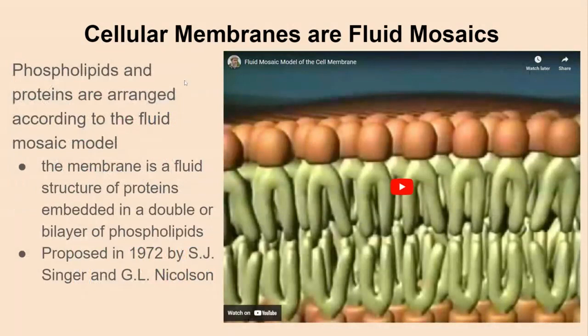The phospholipids and proteins are always oriented in this way where the hydrophobic tails are pointing inwards and the hydrophilic heads are pointing outwards, because cells are always in an aqueous solution. There's water on the outside, there's water on the inside. So it automatically orients in this double bilayer.